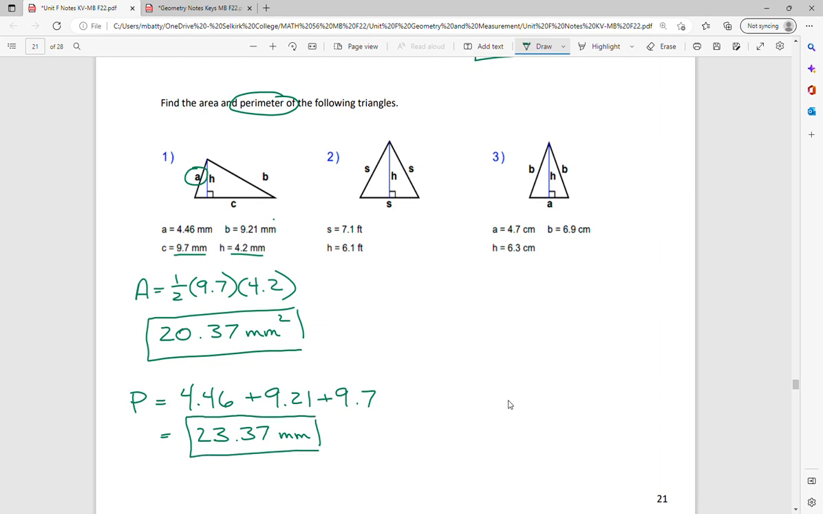I'm going to throw the answers for the last two here. Take your time. This one's an equilateral triangle, so you only needed one of the sides. Area, I didn't show my work on this. You do it and check your work. And perimeter.